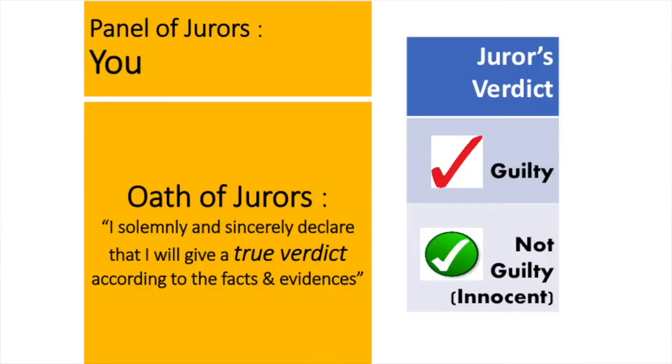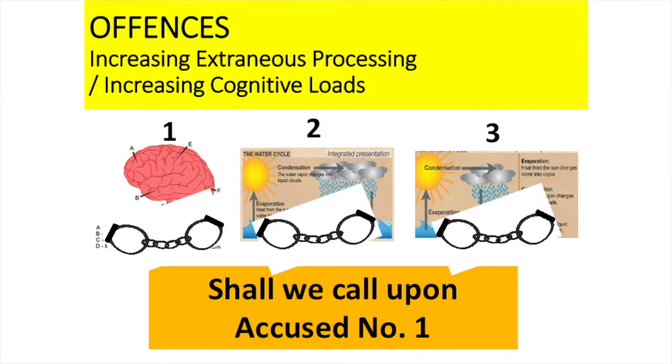Okay, so we are going to call accused number one: offenses. Increasing extraneous processing, increasing cognitive load. Just remember, as a very general definition, for optimum information processing there must be a large capacity. If there is extra load, overload, then certain important essential information might not be processed. So we have to decrease cognitive load. There are three of them.